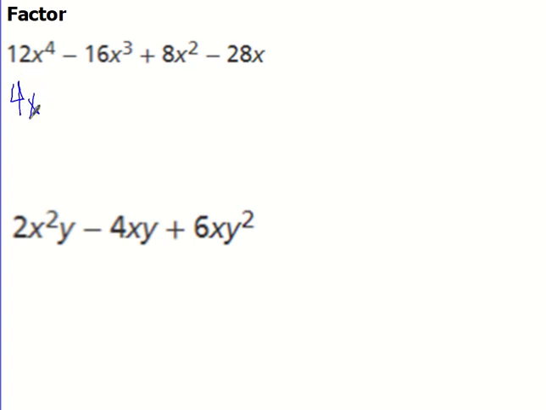So 12 divided by 4 is 3, and x to the fourth minus 1 would get me x to the third, minus 16 divided by 4 is 4, and x to the third minus 1 would get me x squared. 8 divided by 4 is 2, x squared minus 1 is just x, and then minus 28 divided by 4 is 7, and x minus 1x is nothing, so there it is. And then I just put a parentheses on the end, and there's my final answer.